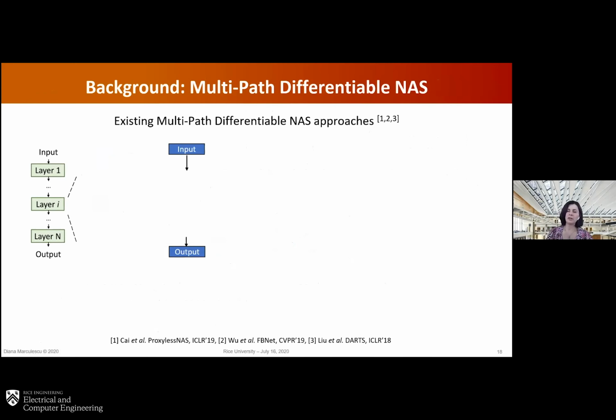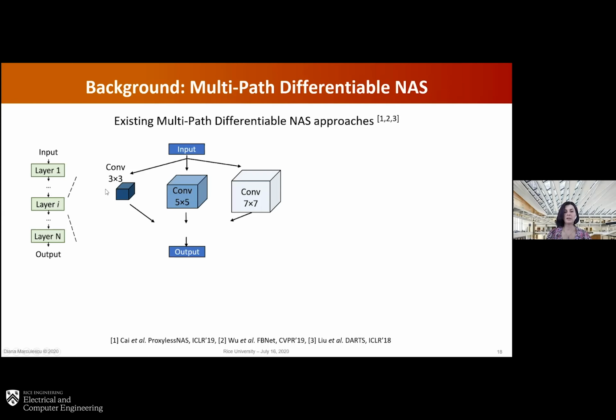So just a little bit of background, our approach comes from the part of neural architecture search that is differentiable, relies on differentiable NAS. One example is the multipath differentiable NAS approach, which actually tries to identify each of these components, the structure, by allowing multiple choices. For example, in layer I would like to see which of these conv layers I should use, 3 by 3, 5 by 5, or 7 by 7.